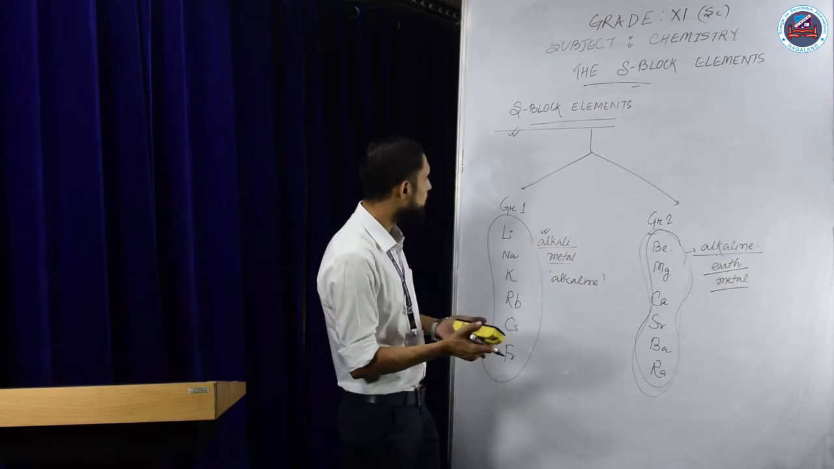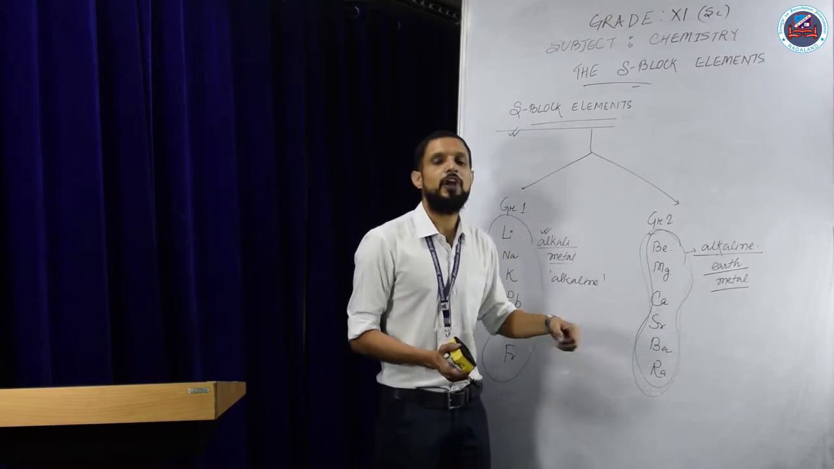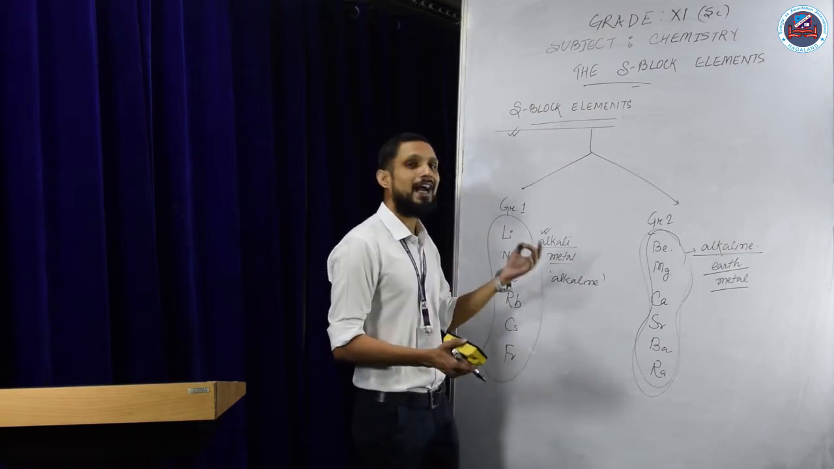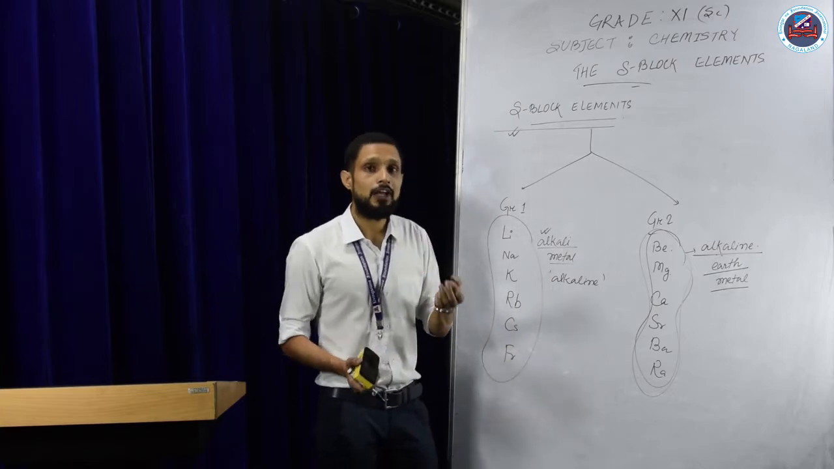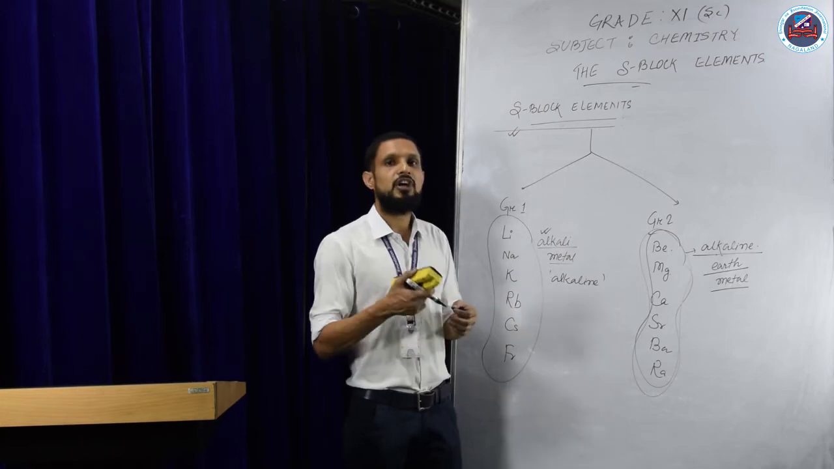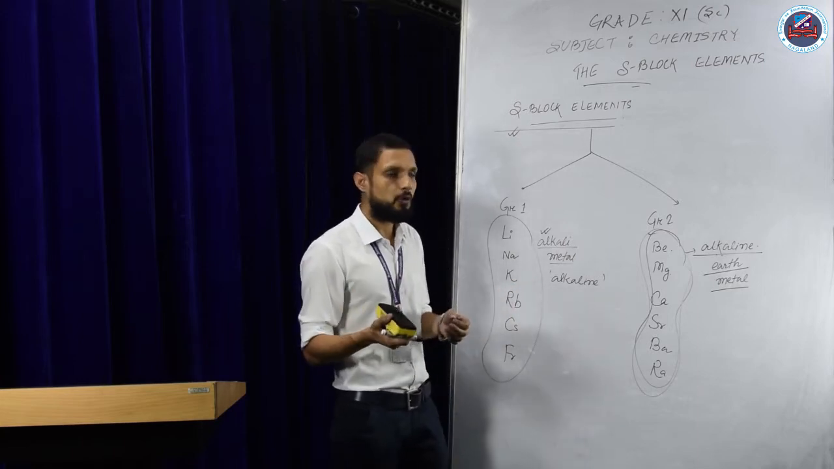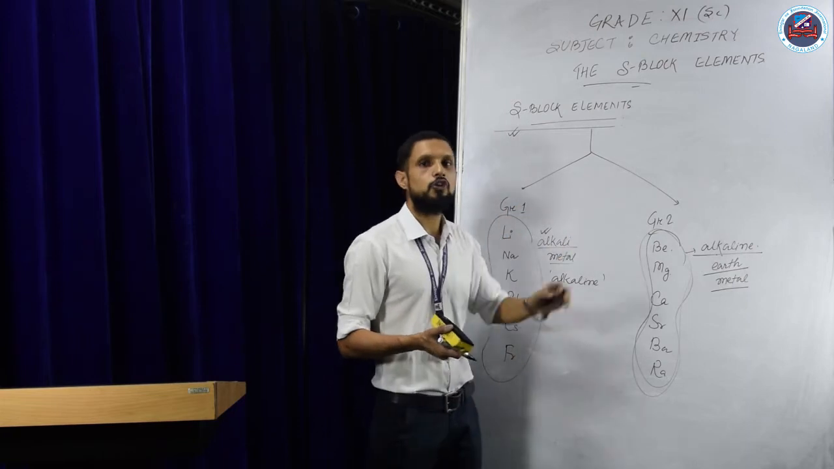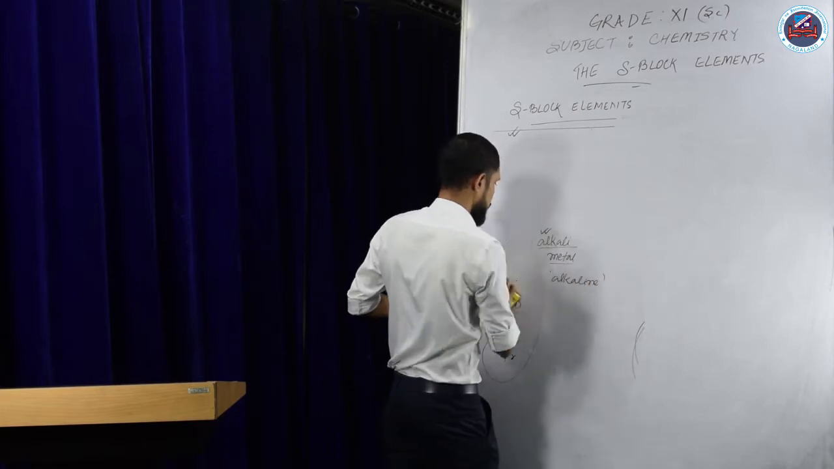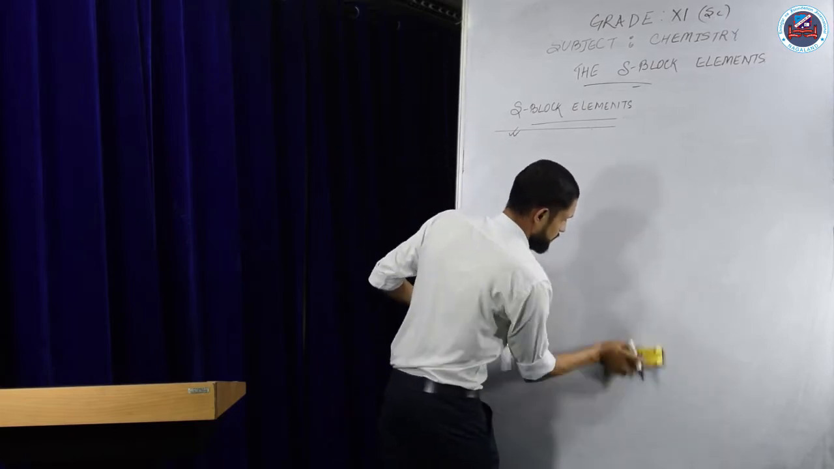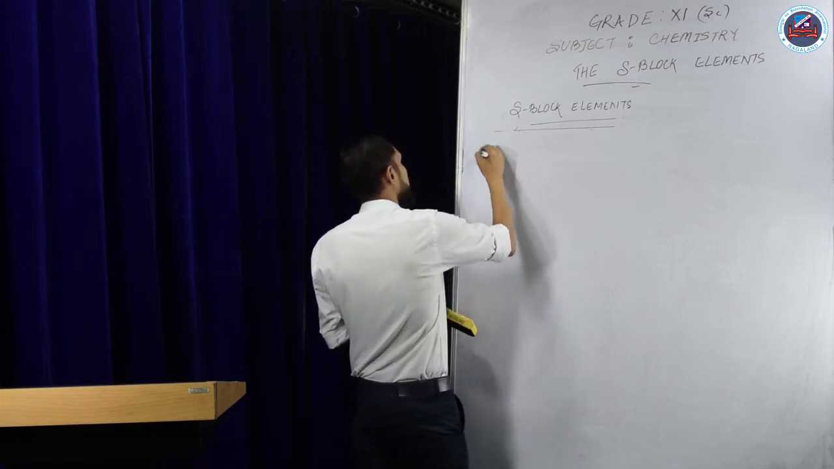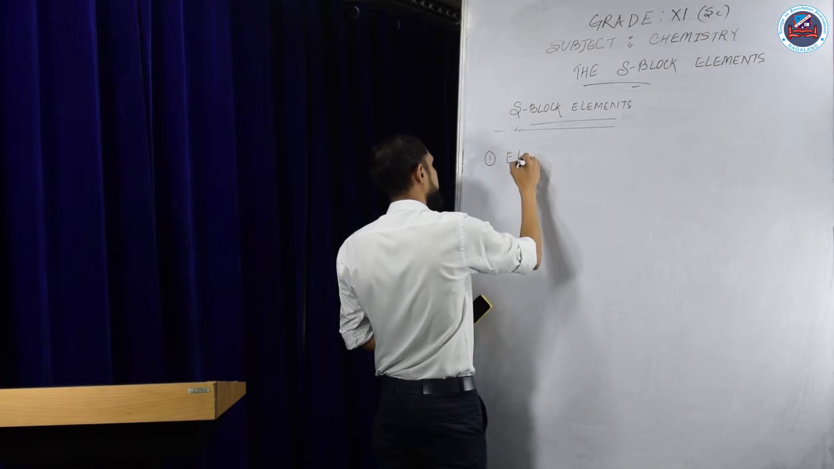So we have to study group 1 and group 2. We have to study their properties, their electronic configuration, ionization enthalpy. Then we have to study hydration enthalpy. We have to study physical properties, chemical properties for both group 1 and group 2. So we start with the group 1 elements. We'll start with the electronic configuration.